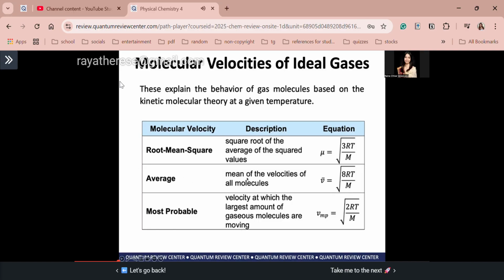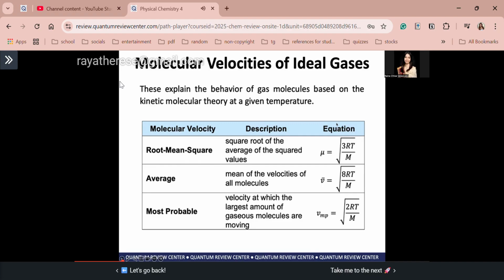First we have the root mean square velocity, which is the square root of the average of the squared values. Its formula is u = square root of 3RT over M. R is the universal gas constant, T is the temperature, and M is the molar mass. Next, we have the average velocity, which is the mean of the velocities of all molecules. The formula is average velocity = square root of 8RT over M. And lastly, the most probable velocity is the velocity at which the largest number of gaseous molecules are moving. The most probable velocity is equal to square root of 2RT over M. Again, M represents your molar mass. I hope that's clear, guys. Again, take note of these equations, okay?